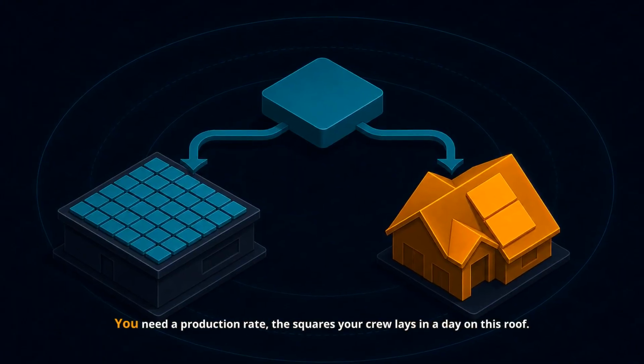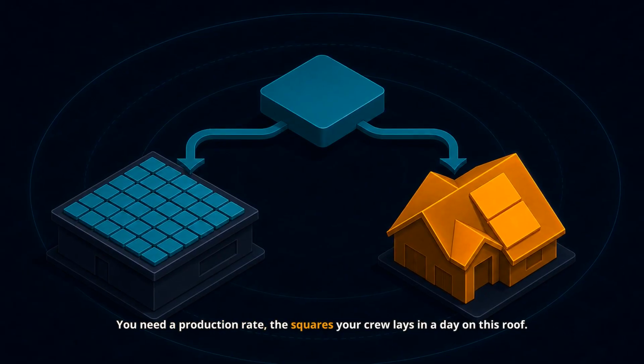Now turn burdened labor into cost per square. You need a production rate: the squares your crew lays in a day on this roof.